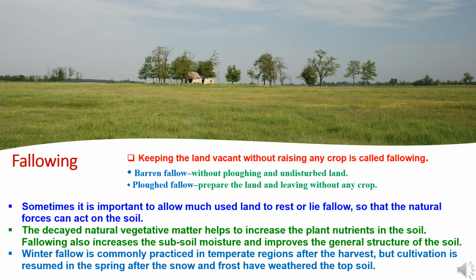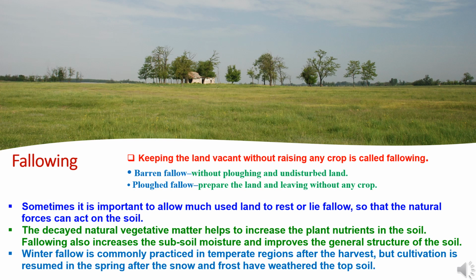Fallowing. What is fallowing? Keeping the land vacant without raising any crop is called fallowing. There are two types of fallowing. The first one is barren fallow, where undisturbed land is kept fallow without plowing. And the second is plowed fallow, where the land is prepared and left without growing any crop.